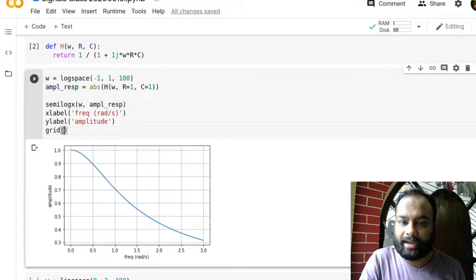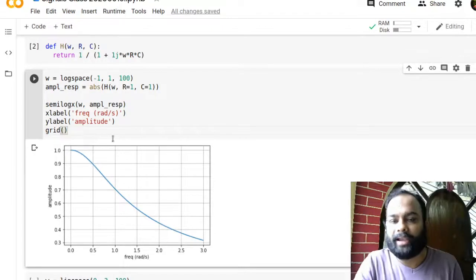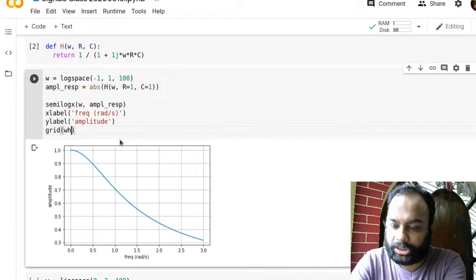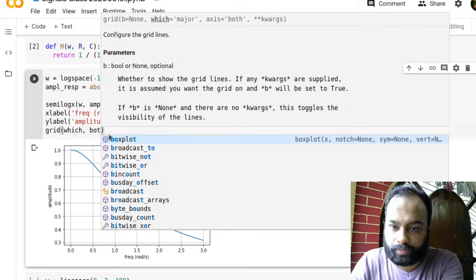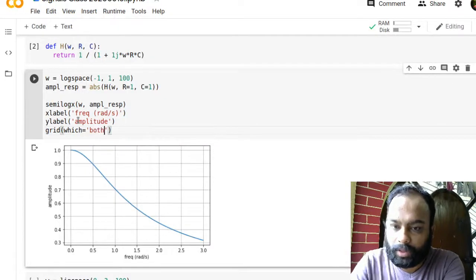And grid, here I'm just writing something within the grid. I'm just modifying it a bit. I'm writing which equal to both.